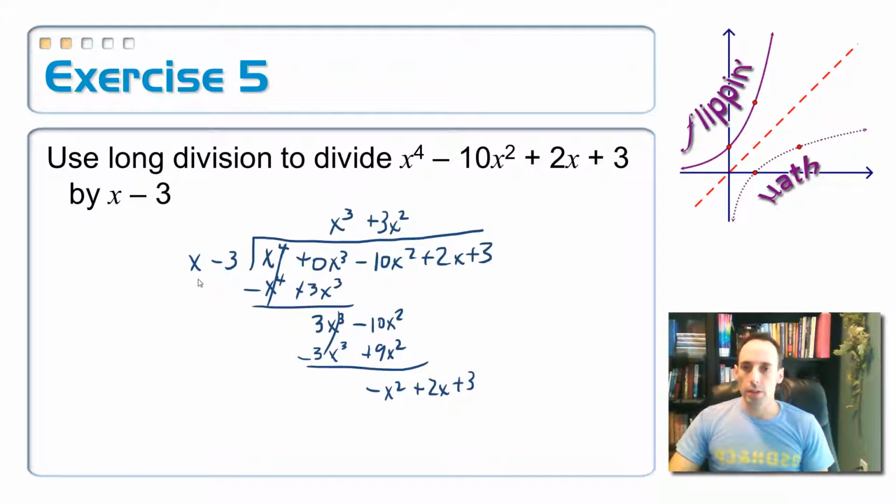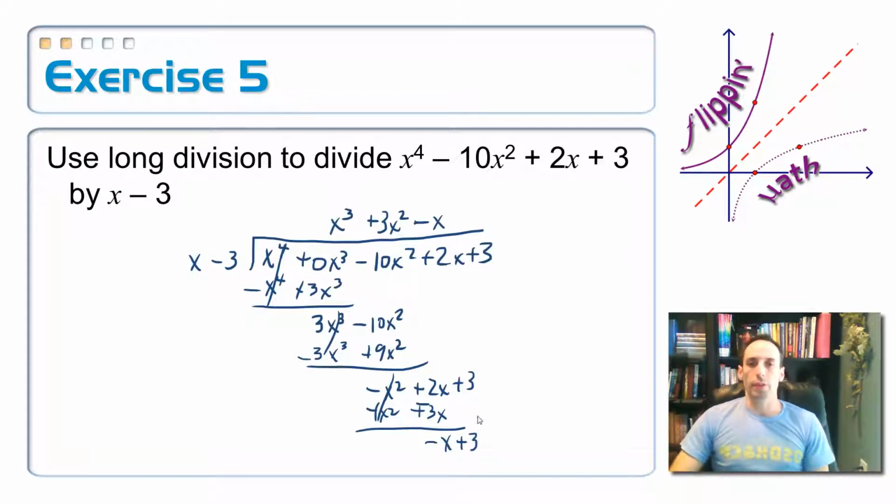Okay, how many times does x go into negative x squared? It goes in there negative x times, and then multiply: negative x squared, positive 3x, subtract, change the signs, cancel, negative x plus 3 when I bring down the 3.